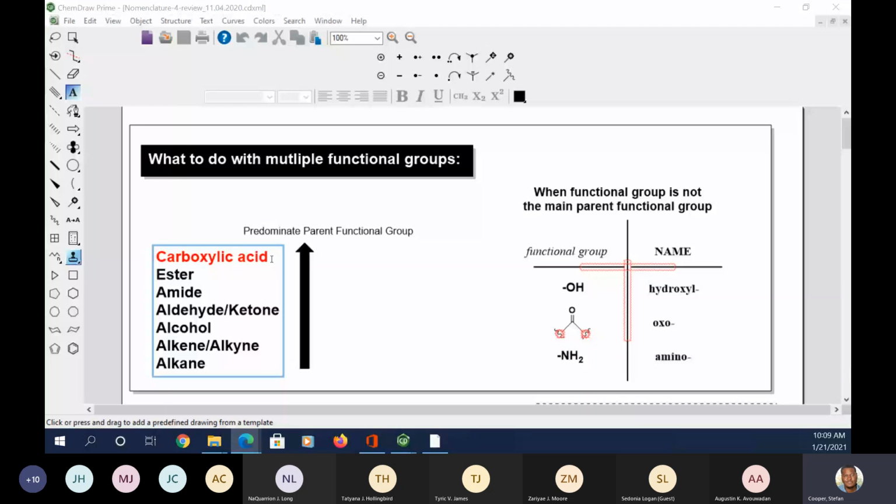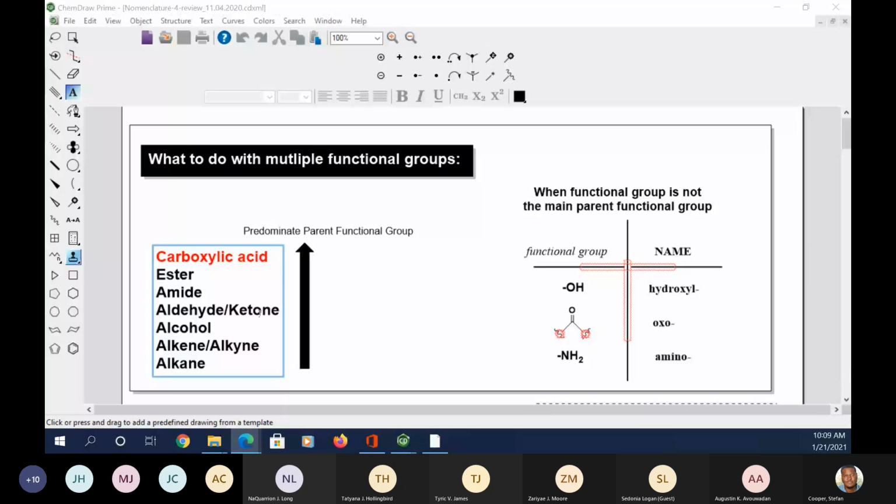Okay, so at the bottom here is the alkane. If there's nothing else, you would end with ANE. However, if there's an alkene or an alkyne, all right, your ending would change depending on these two groups. Now, all right, if there's an alcohol present and there's an alkene, the alcohol will win. However, if there's an alcohol and an aldehyde or ketone, the aldehyde or ketone wins.